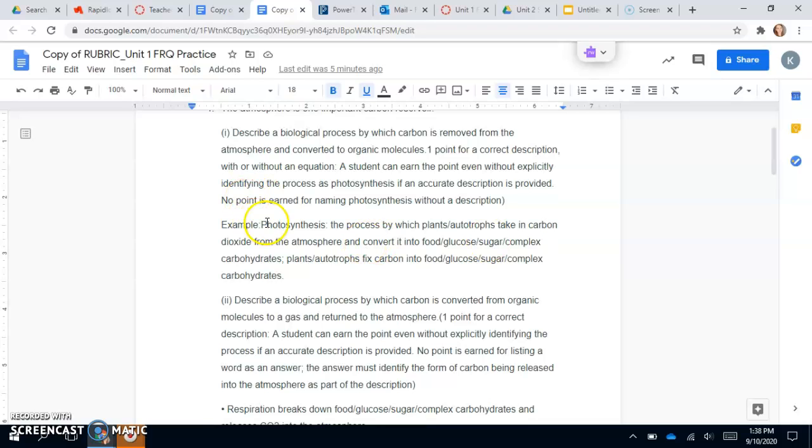So if you said photosynthesis is the process by which plants take in CO2 from the atmosphere and then convert it into food, that's fine. If you say they convert it into just glucose, that's fine. You don't have to have all of these words. It doesn't have to say food, glucose, sugar, complex carbs. Any one of those will do, okay? And if you say that photosynthesis is the process by which plants make their own food, the equation is, and you provide the correct equation for photosynthesis, that also works.